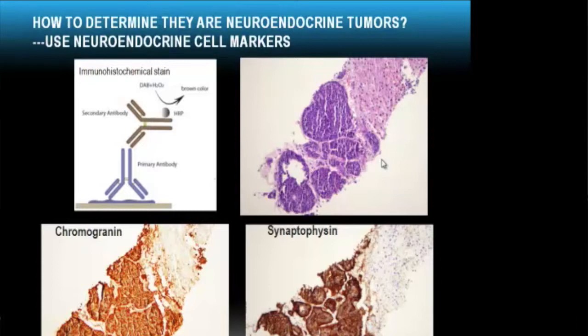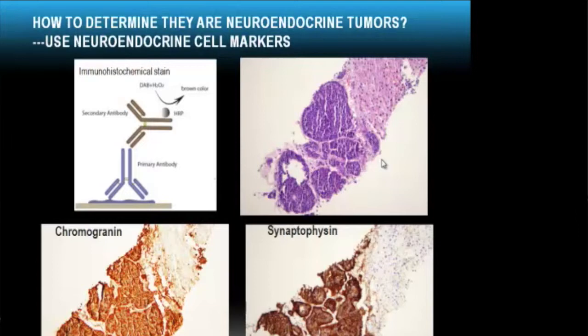So I have an example. This is a liver biopsy from a patient with a metastatic neuroendocrine tumor. Based on morphology, we are already fairly sure this is a neuroendocrine tumor, but sometimes we want to confirm it. So we did chromogranin and synaptophysin stains on it, because as I mentioned before, these two markers are the general markers for neuroendocrine tumors. The vast majority of neuroendocrine tumors have these two molecules, so we can use this information to confirm the diagnosis.